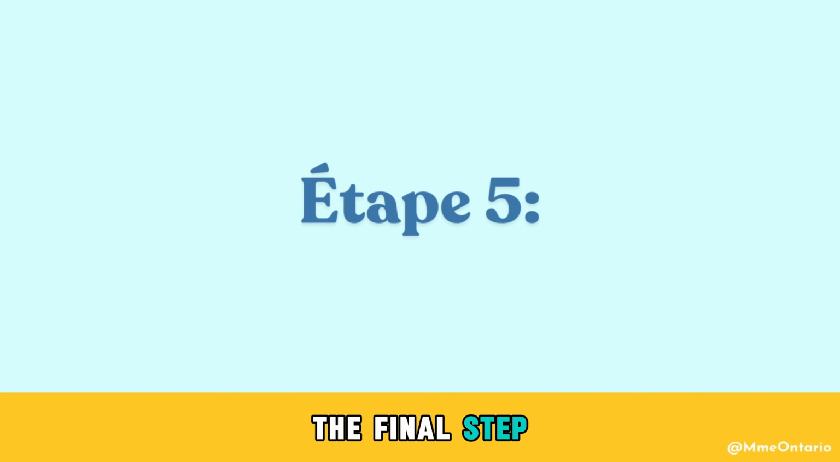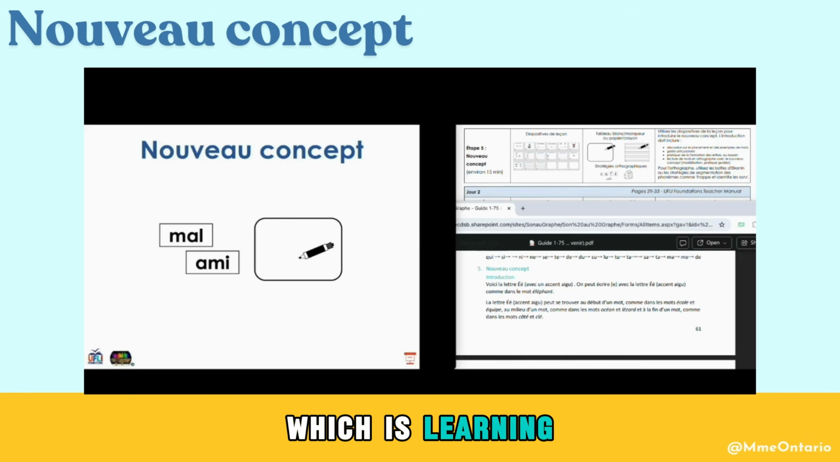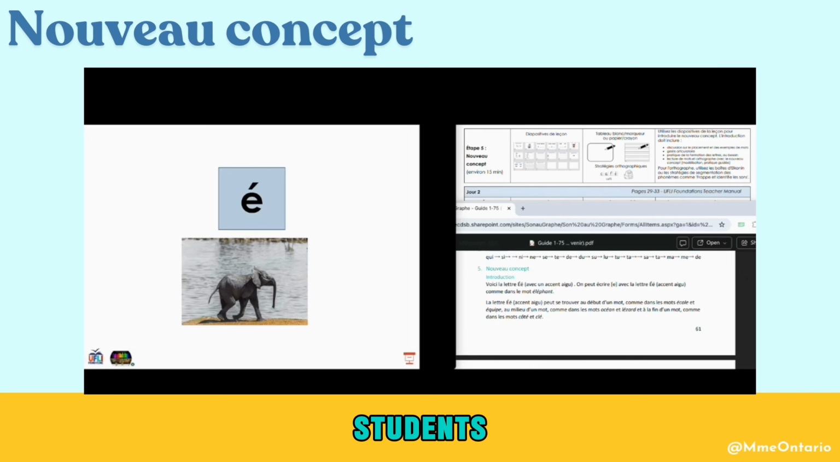We are on the final step for our first day of this lesson, which is learning the new concept. The lesson plan lays out in detail what to say for each part. So if we follow along, we would say out loud to the students, Voici la lettre E accent aigu. On peut trouver la lettre E accent aigu dans le mot éléphant. Then we would change the slide.